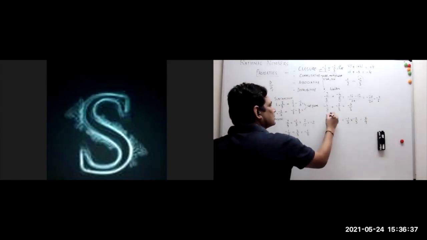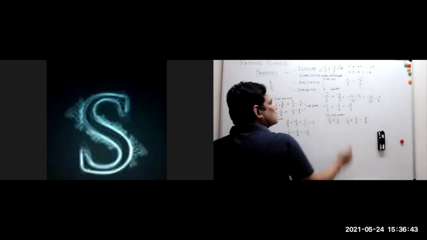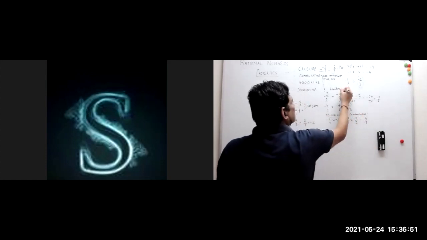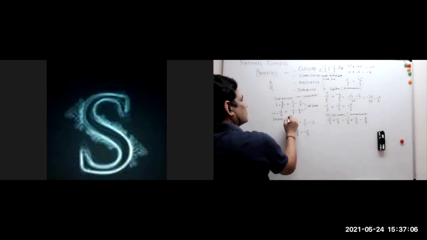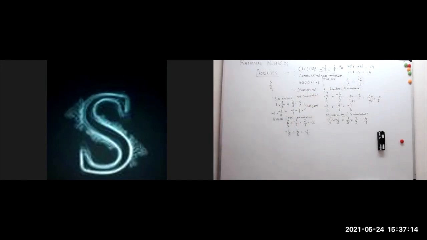So multiplication, it is commutative. It is commutative in addition also. It is not commutative. And also not commutative in this case. Okay, sir. And let's come to associative.